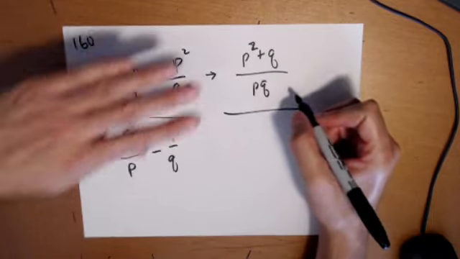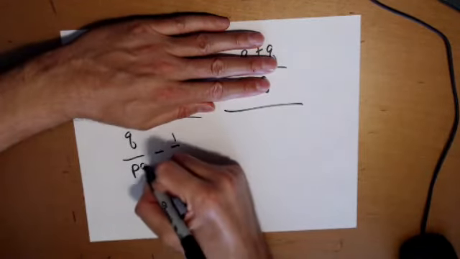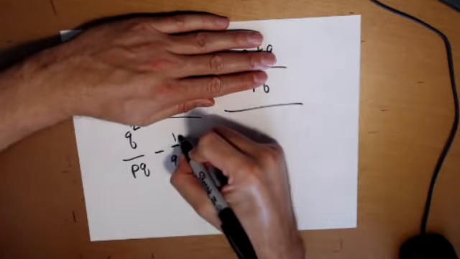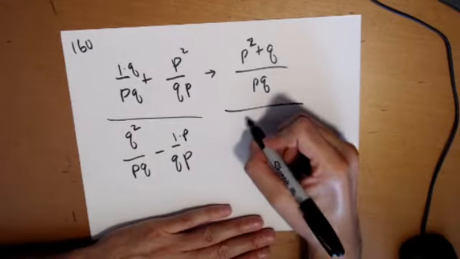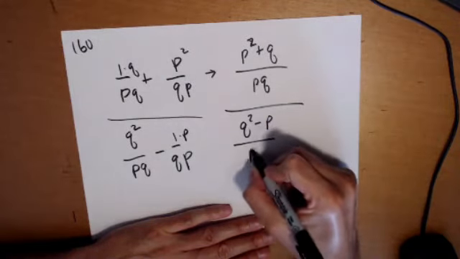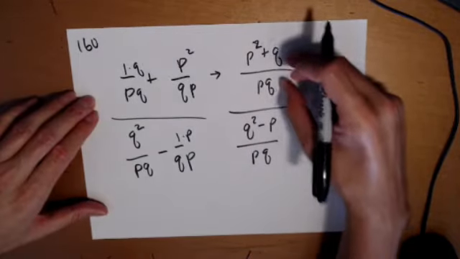Okay, now let's focus just on the bottom. What do we got there? This guy needs a Q, so multiply by Q, make that squared. This guy needs a P, multiply by P. Okay, so what do we have? Q squared minus P all over PQ. So far so good? Excellent. So this divided by this.